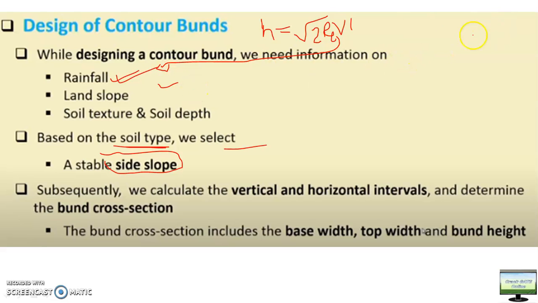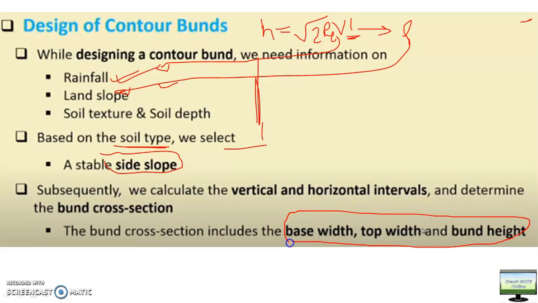Okay, and this VI, what is it? This VI is dependent on the slope. So here it is coming, your land slope parameter. All the things which you have used in the calculation of different technical parameters depend on the designing parameters. So from this formula you can write this down in theoretical terms. Okay, so you need base width, top width and bund height. How you will calculate, I will show through one numerical example, but for now you remember this one.